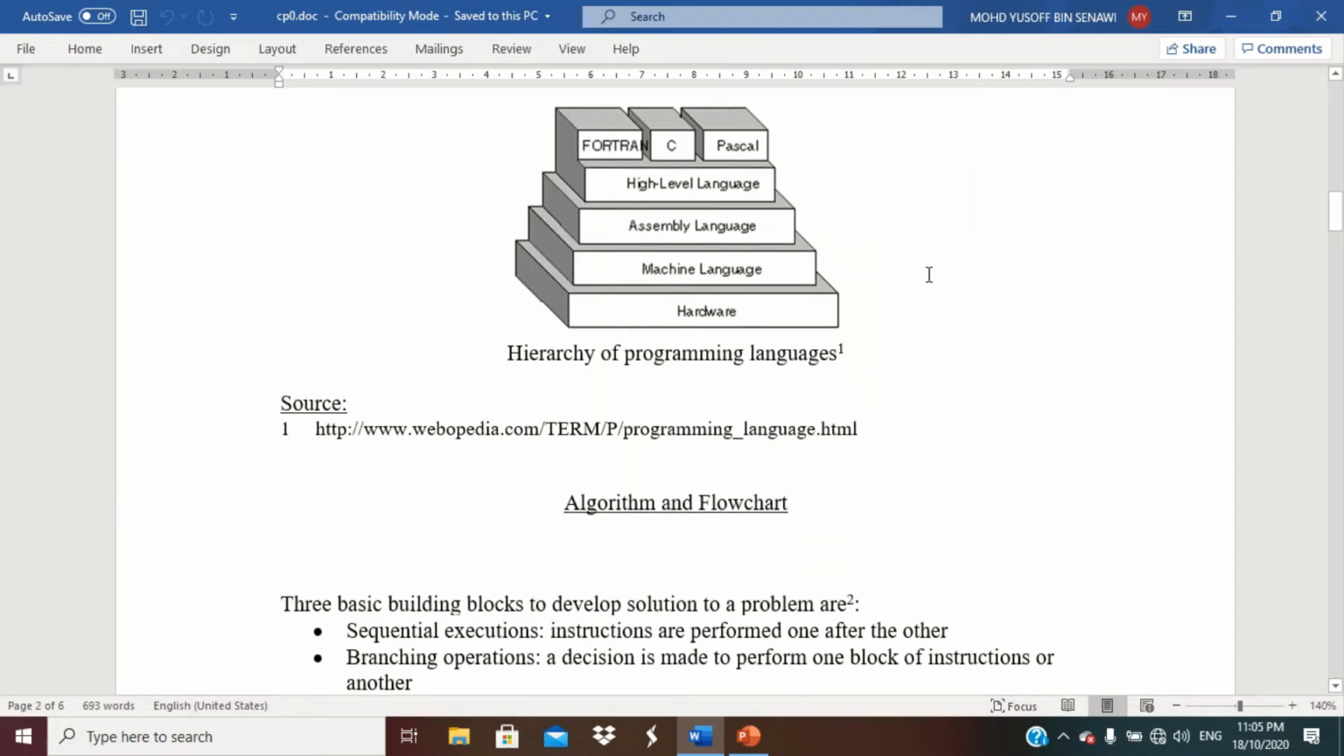In this figure, we have the hierarchy of programming languages. We have the computer hardware at the bottom. It only understands machine language, binary, zeros and ones. Assembly language has to be converted to machine language using a special program called an assembler. Programs written in a high-level language, such as C, must be converted to machine language using a special program called a compiler.